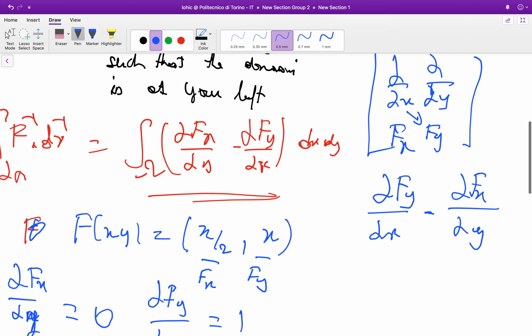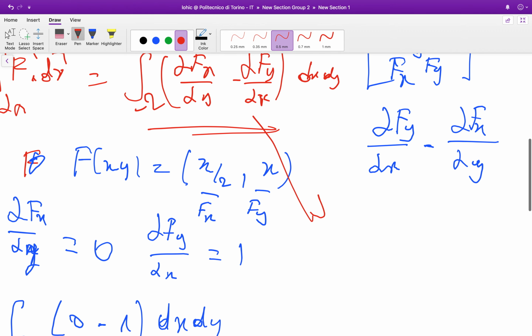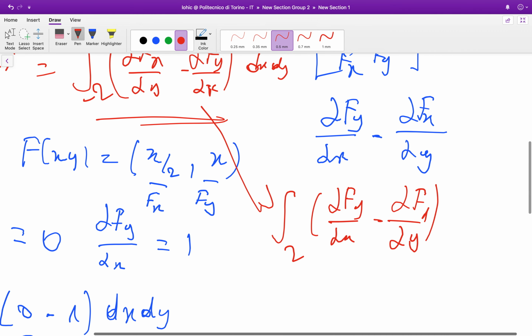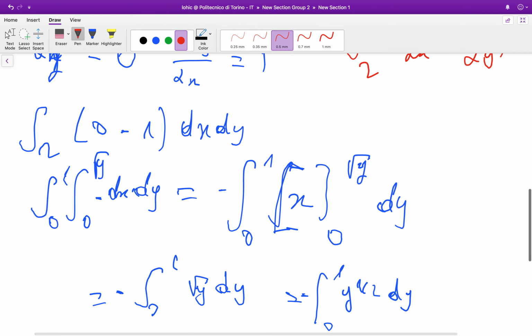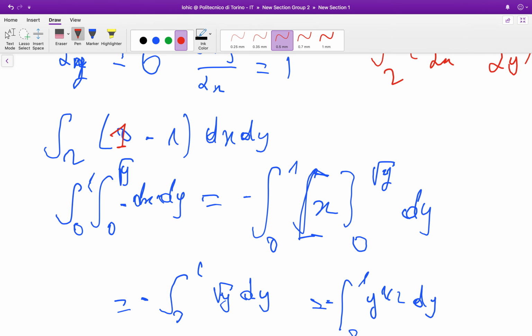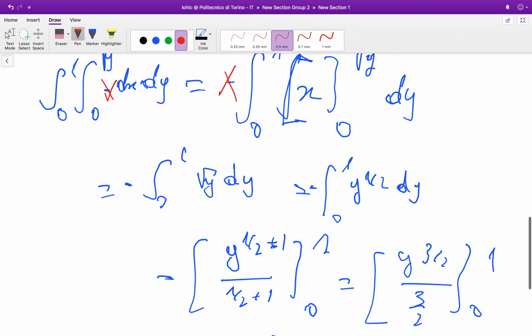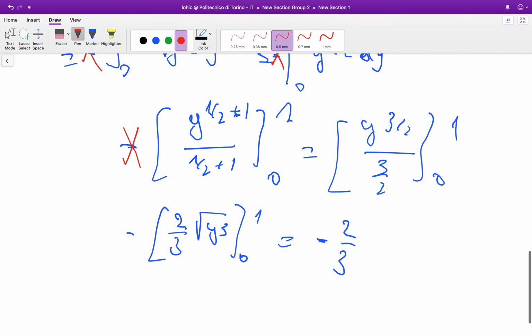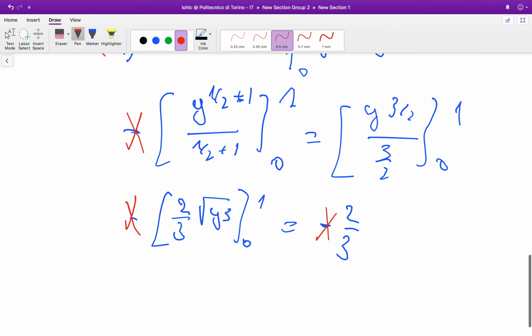So the Green theorem should not be like that, like I said, but it should be the integral on omega of the derivative of f_y with respect to x minus the derivative of f_x with respect to y. Is that clear? So there is a permutation here, and this is 1 minus 0. Doubts? And so this minus disappears. So the answer is 2/3.